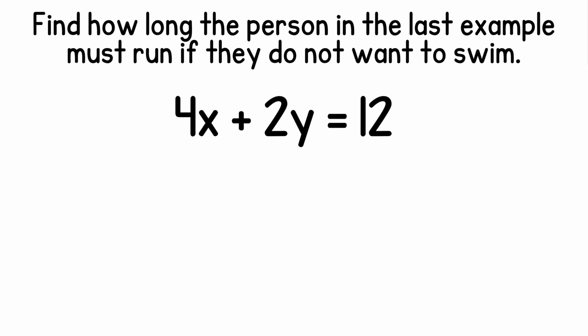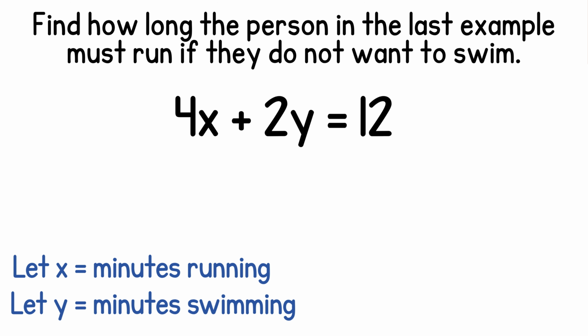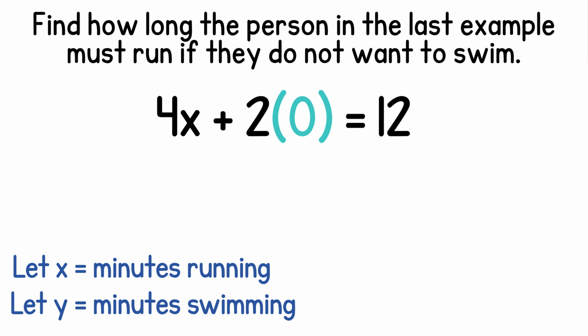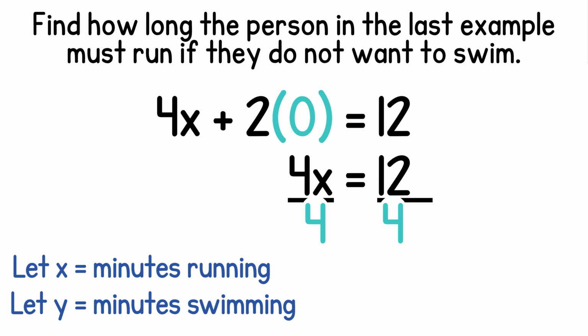So we'll take the equation that we made of 4x plus 2y equals 12, where we said x would be the minutes running and y would be the minutes swimming. Since we know that the person does not want to swim, we'll replace y with 0, and now we can solve for x to find how long he has to run. We'll start by simplifying, so we have 4x is equal to 12. We can solve for x by dividing both sides by the coefficient of 4, which gives us x equals 3. So if the person does not want to swim, he'll have to run for 3 minutes.